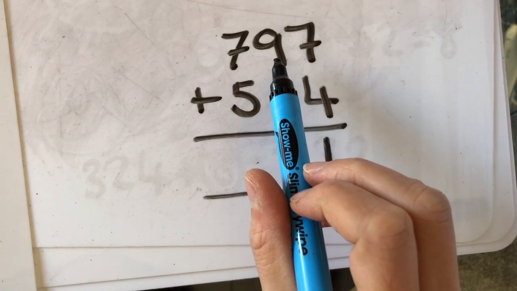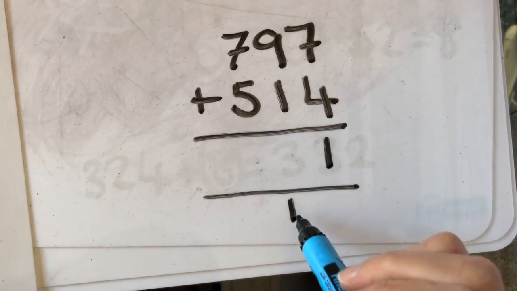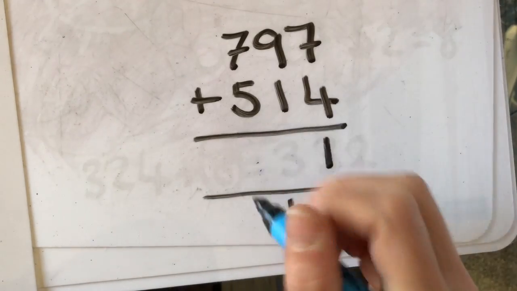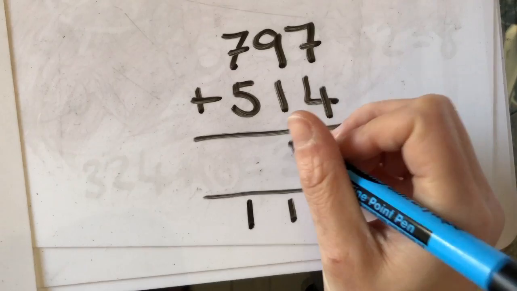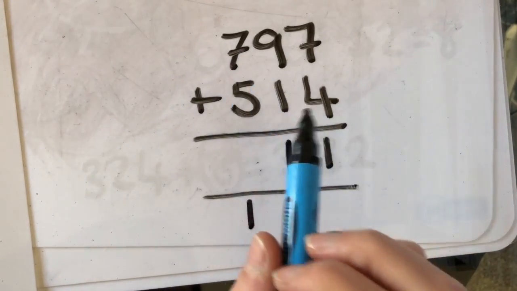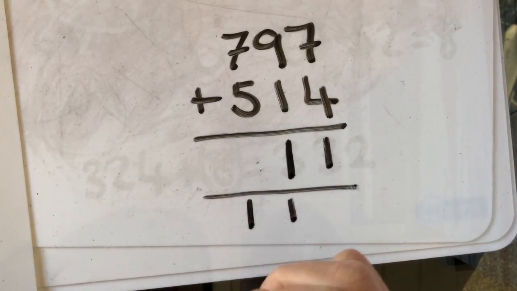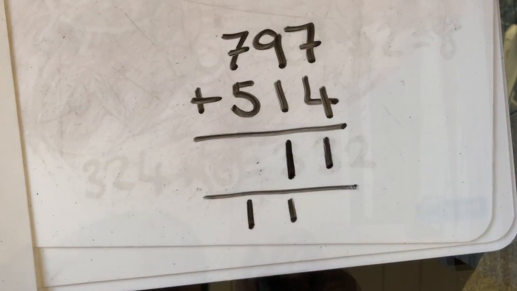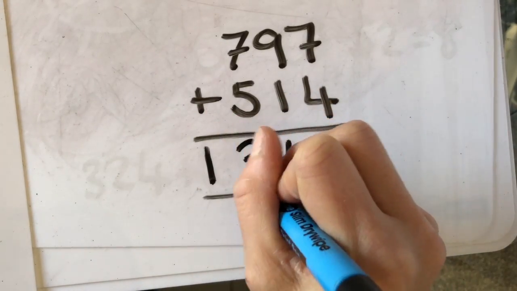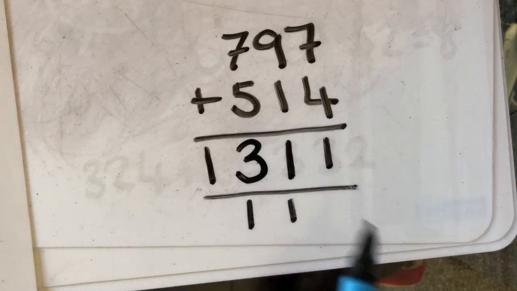I've now got 9 tens plus 1 ten plus another ten, which gives me 11 tens. So 10 of those 10s are going to have to be regrouped into a 100, and that 1 spare 10 is staying in that tens column. And finally, I've got 700 plus 500 plus another 100, so that's 1,200 plus one more is 1,300. So I'm going to have to put 1 in that 1,000 column and 3 in the 100 column. So I end up with 1,311, just as my image showed here.